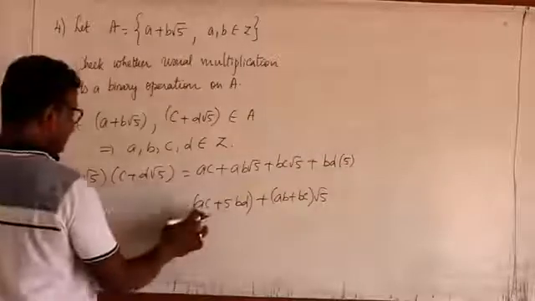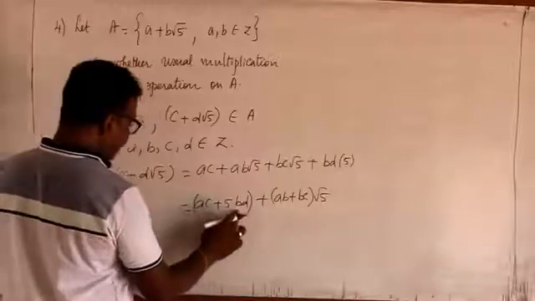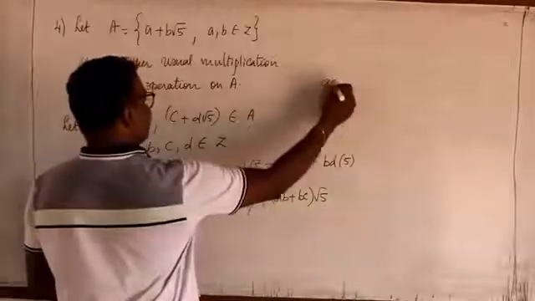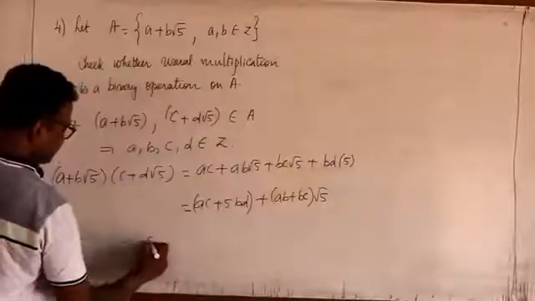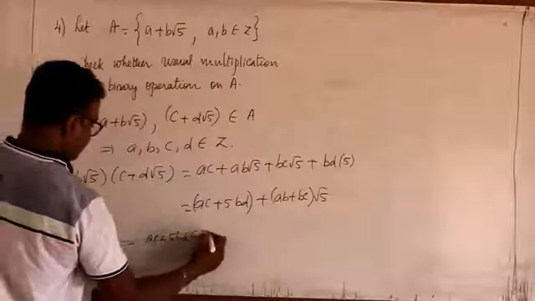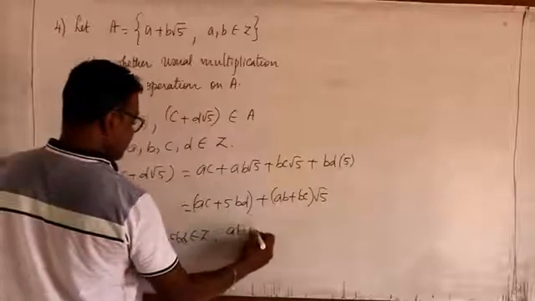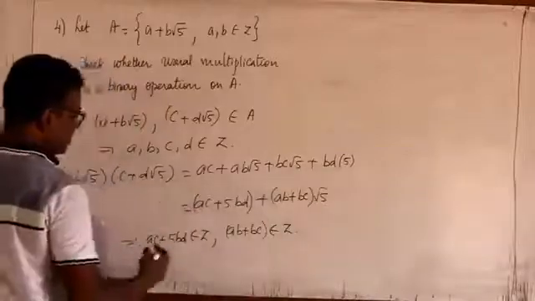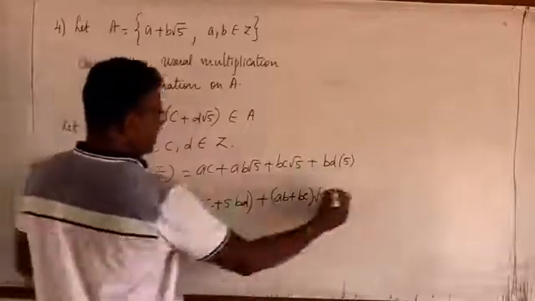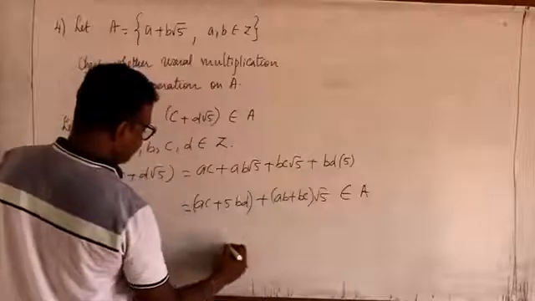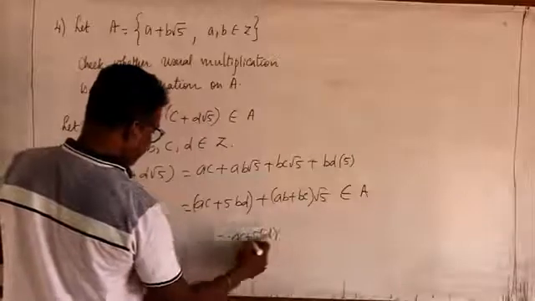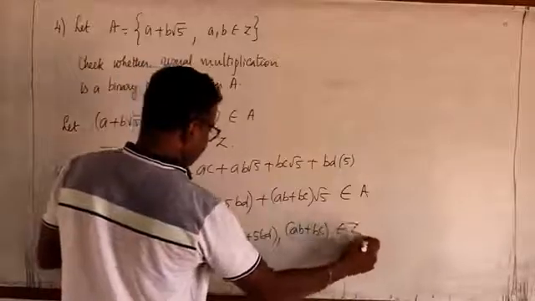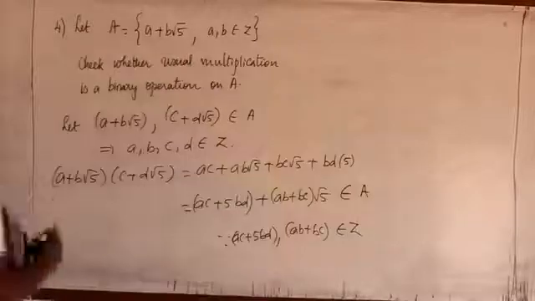Now AC belongs to Z, BD belongs to Z, 5BD also belongs to Z. So all these numbers, AC plus 5BD, you can write here itself, this implies AC plus 5BD belongs to Z. Also AD plus BC are all additions and multiplications of integers, so definitely they belong to Z. So as a whole, this belongs to A, since AC plus 5BD, comma AD plus BC also belong to Z. So this multiplication definitely will exist in A.